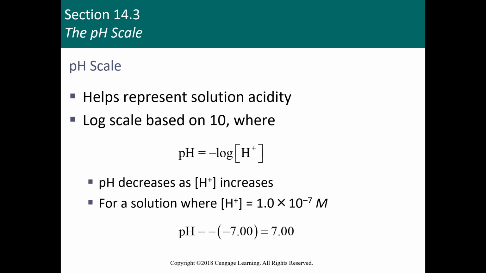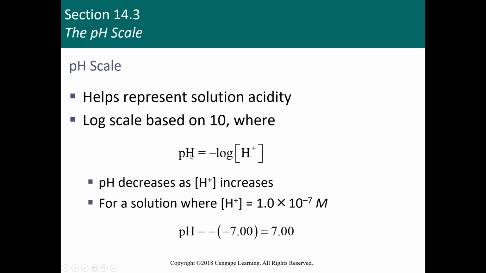So the pH scale, many of you probably do not remember much about the pH scale. This is going to help represent the solution acidity. This is a log scale that's based on 10. And so pH actually equals the negative log of the H plus concentration. Now, how do you get the pH if you have the H plus concentration? Well, you take the negative log of that H plus concentration. That would give you your pH.